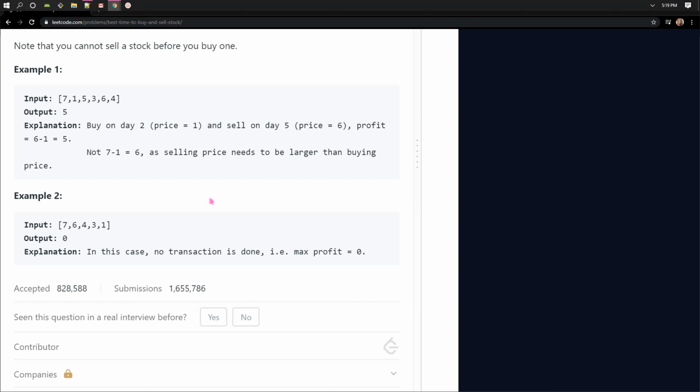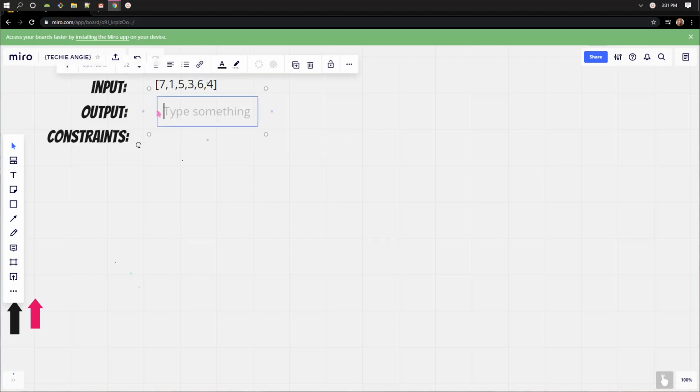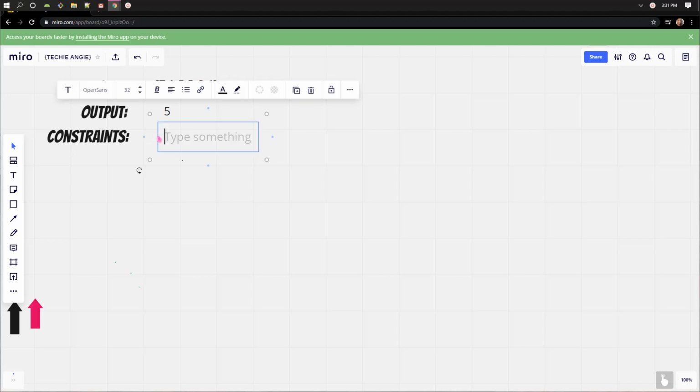And let's see, so there are a few examples and we're going to diagram that out first, and then we'll get into the coding. Okay, so let's diagram it out. And we're going to do two examples. The first input array for the first problem is 7, 1, 5, 3, 6, 4. The output there would be 5, which is the maximum profit we could make with one transaction.